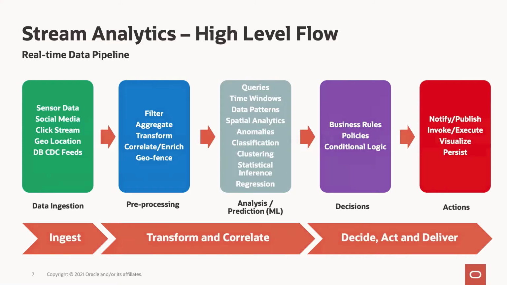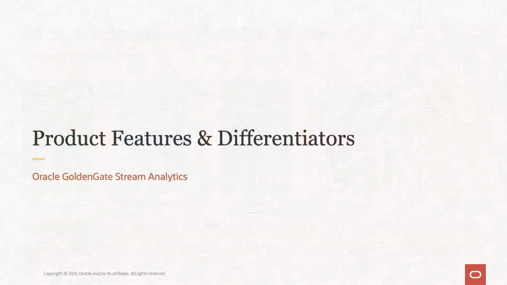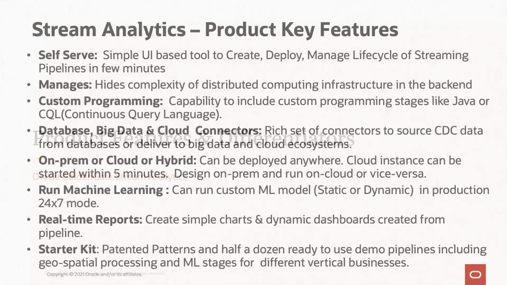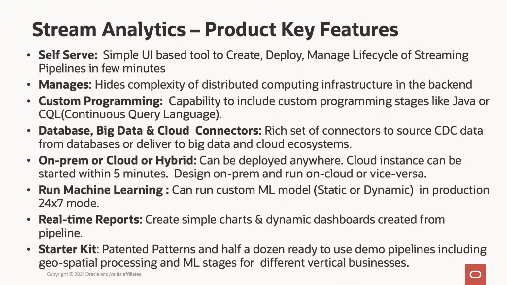So now let's move on to the product features and differentiators. There are some interesting features for GoldenGate Stream Analytics. The first one: the tool can be used by a business analyst or data analyst, who has a simple UI to create a data pipeline in a few minutes. It actually hides all the complexities of distributed computing infrastructure like Hadoop or Spark, Yarn, Kafka. Everything is hidden underneath in the application. So it is much simpler for an end user to use it.